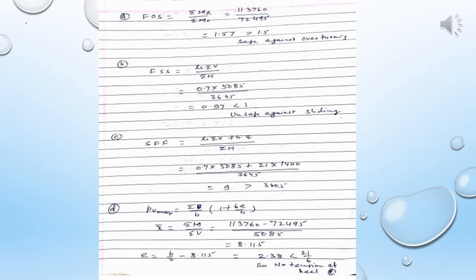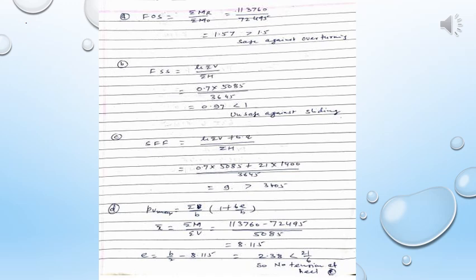So, factor of safety is the ratio of the summation of the resisting moment to the disturbing moment. So then find out this one. This is 1.57. Here this is more than 1.5, so this is safe against overturning.